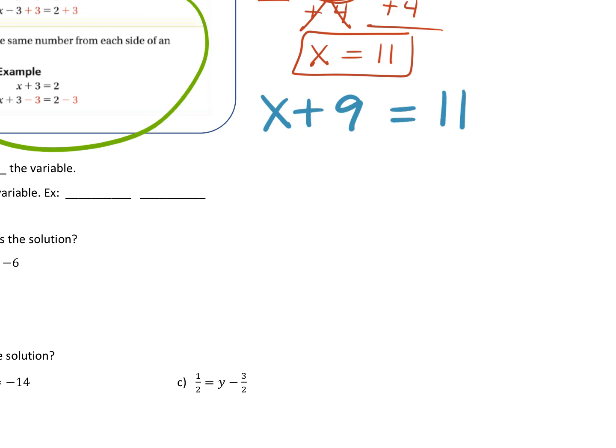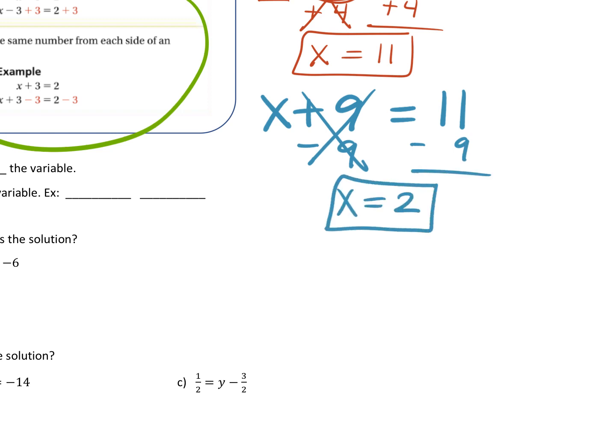You get rid of it by taking it away. Make it 0. This is 0, but whatever you do to one side, you have to do to the other. So x equals 2, okay?